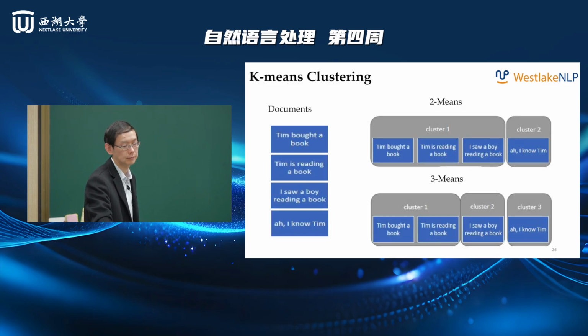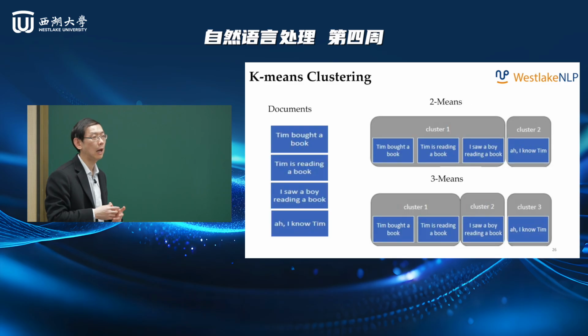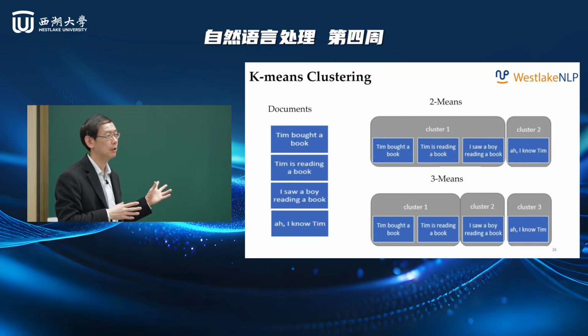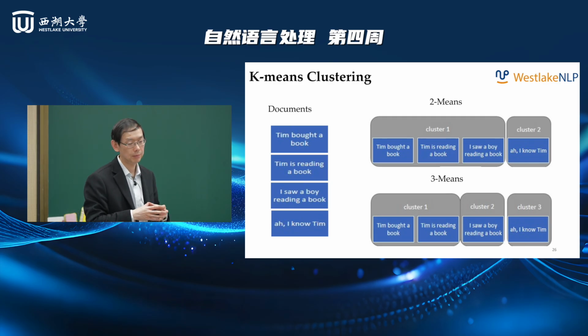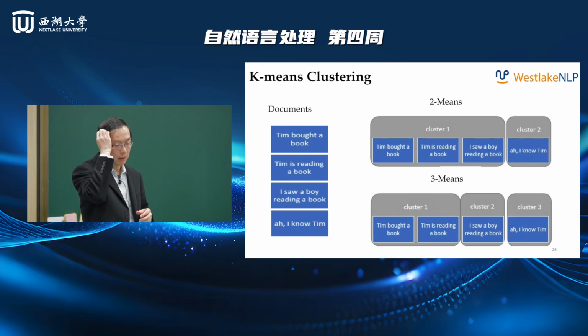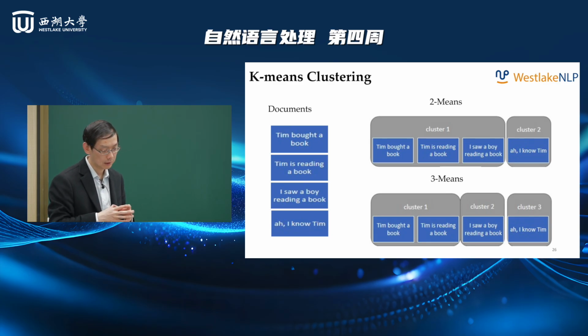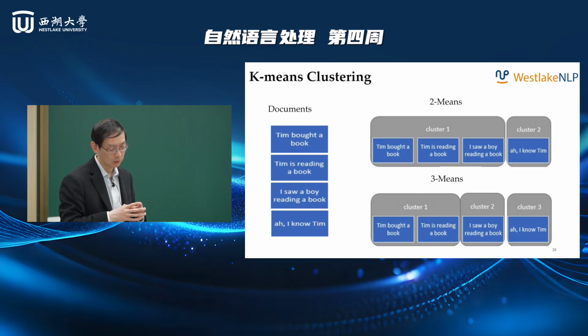All right? So this is how the algorithm clusters the 4 documents we talked about in the very beginning. The 4 documents are like this. If you take 2 means clustering, it will group the first 3 documents together and the last document as another cluster. It makes sense, right? Because the first 3 documents are all about books, and the last document is about me and Tim.